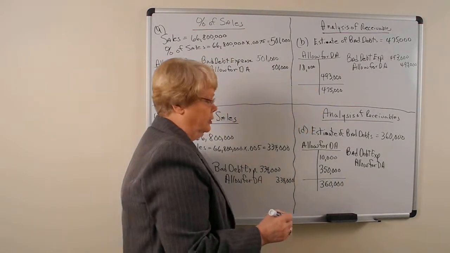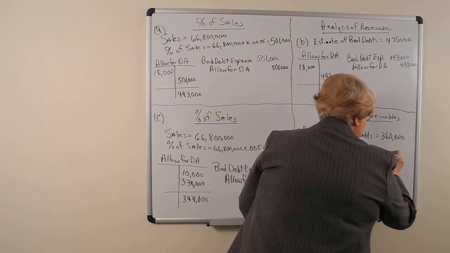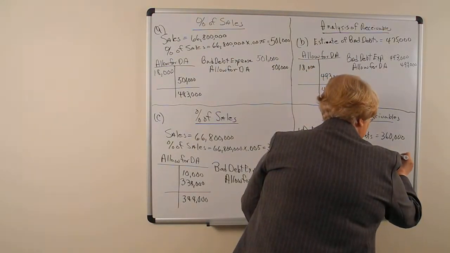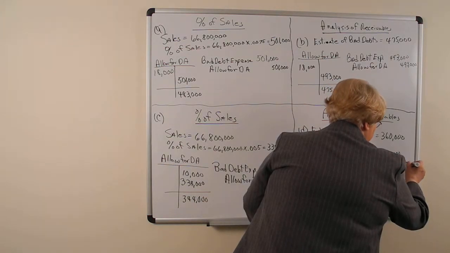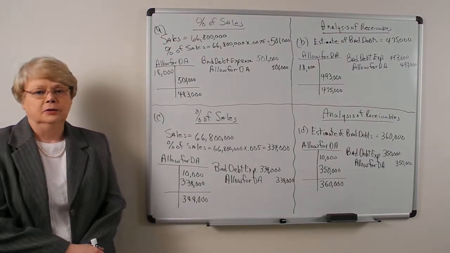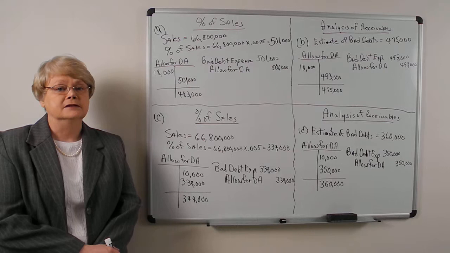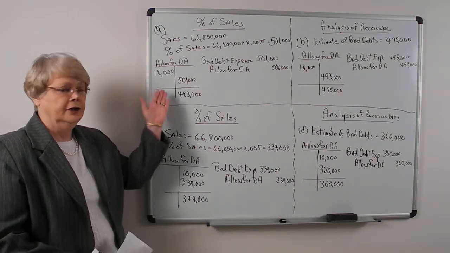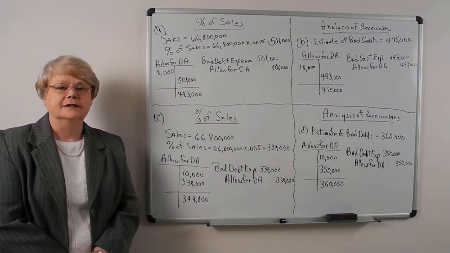Okay, so in the journal we're going to debit bad debt expense, $350,000, and credit the allowance for doubtful accounts for $350,000. Okay. I like to work this exercise because it does show the different scenarios and also shows what you do when you have a debit balance or when you have a credit balance. If you have any questions on this, let me know.